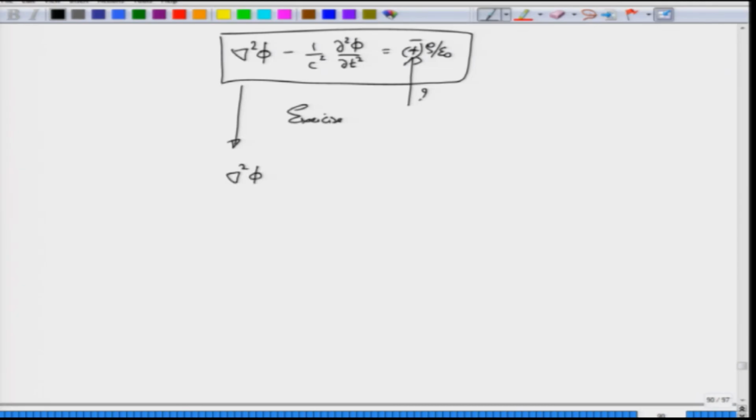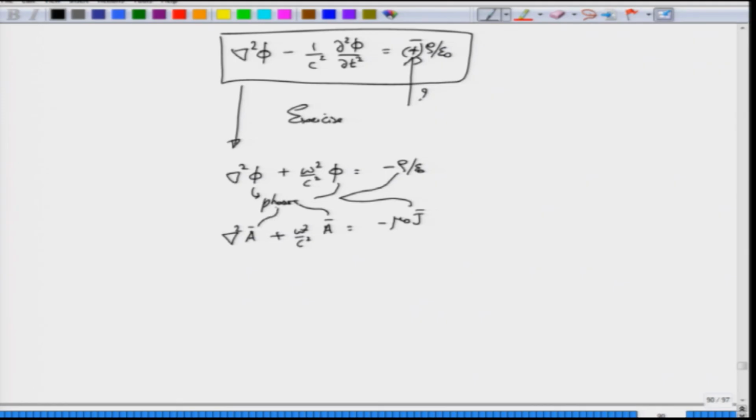I get del square phi, where phi is a phasor that we are dealing with, plus omega square by c square, because remember del by del t goes as j omega, and del square by del t square goes as minus omega square, times phi, which must be equal to minus rho by epsilon 0. Similarly, you will have del square A plus omega square by c square A equal to minus mu naught j. Every quantity here is a phasor that I am looking at.